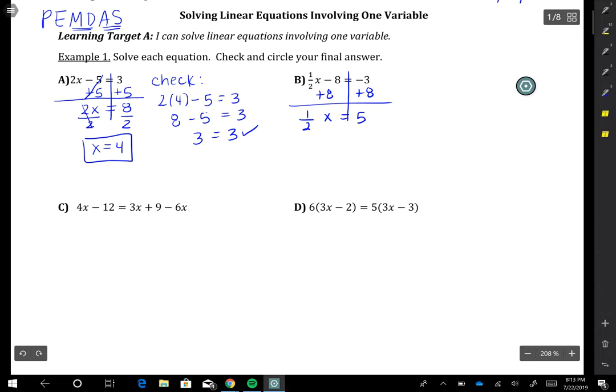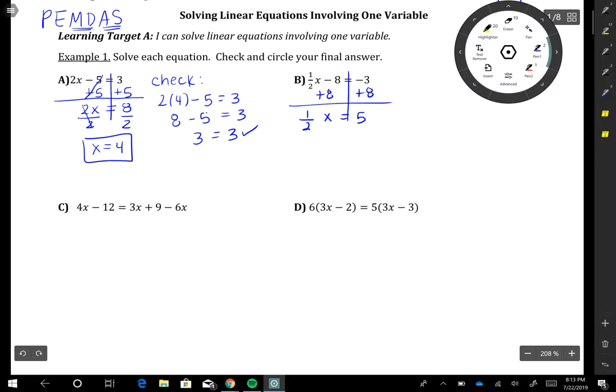Now to get rid of this 1/2, that's 1/2 times x. Remember, to divide by a fraction, you multiply by its reciprocal. So I'm going to multiply both sides by 2. That's the reciprocal of 1/2, because 2 times 1/2 would get us 1, so that cancels. So I just have x equals 10.